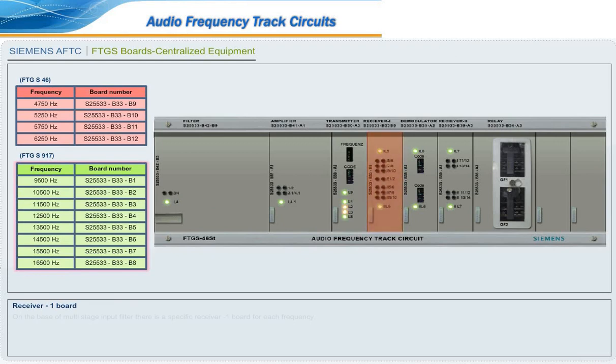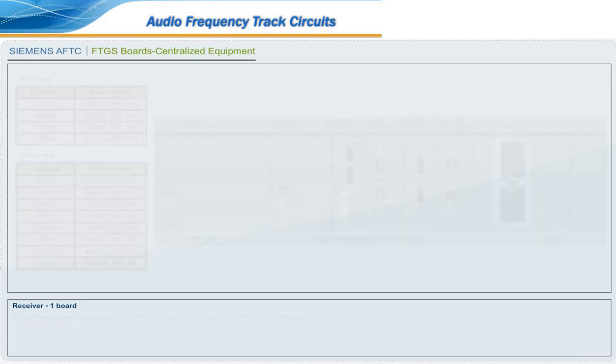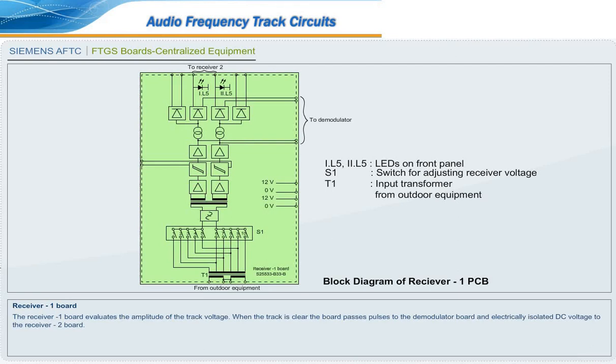Receiver 1 board. On the basis of a multi-stage input filter, there is a specific receiver 1 board for each frequency. The receiver 1 board evaluates the amplitude of the track voltage. When the track is clear, the board passes pulses to the demodulator board and an electrically isolated DC voltage to the receiver 2 board.